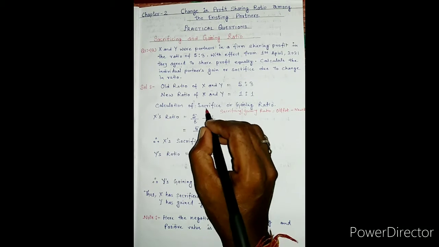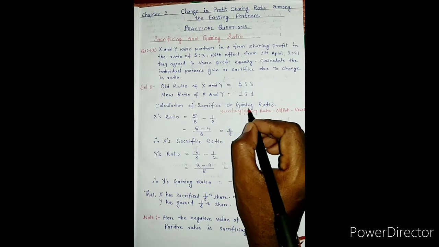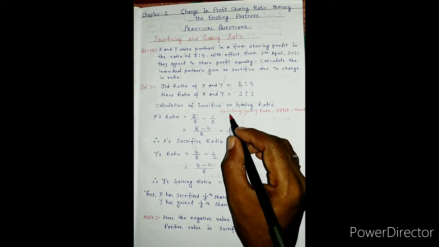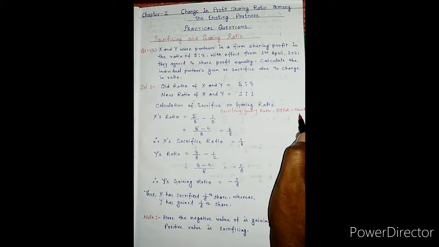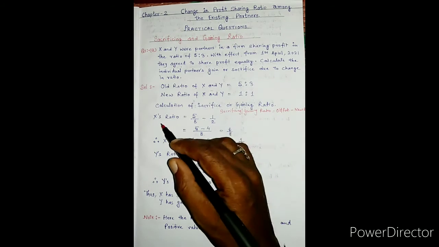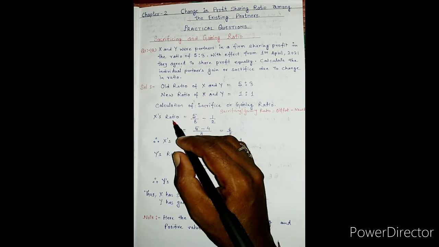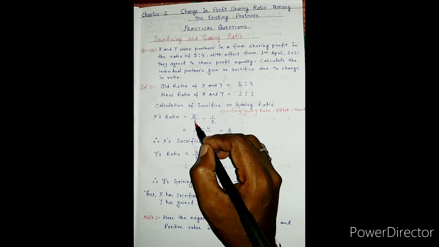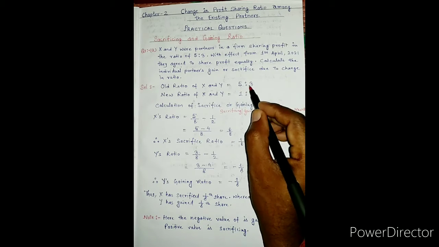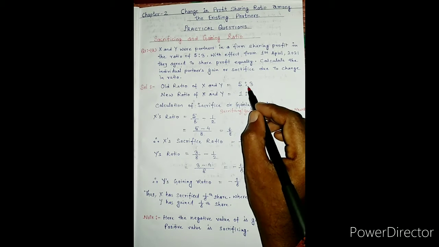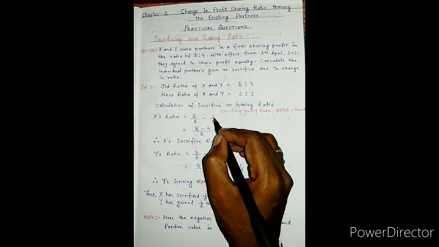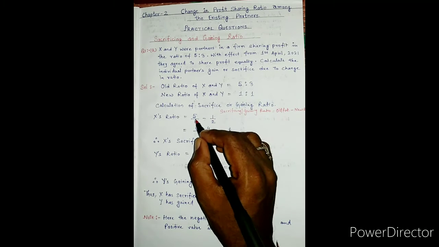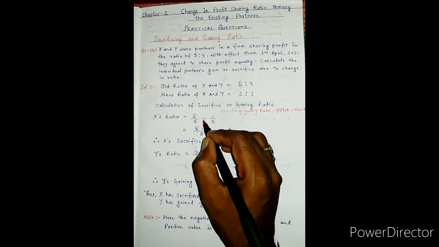Now the calculation of sacrifice or gaining ratio. The formula is: gaining ratio or sacrificing ratio is equal to old ratio minus new ratio. Now X's ratio will be 5/8. Here 8 comes by adding these two, that is, the sum of the ratio is 8. So 5/8 minus 1/2, where 1/2 is the new ratio. So this is the old ratio and this is the new ratio, old ratio minus new ratio.